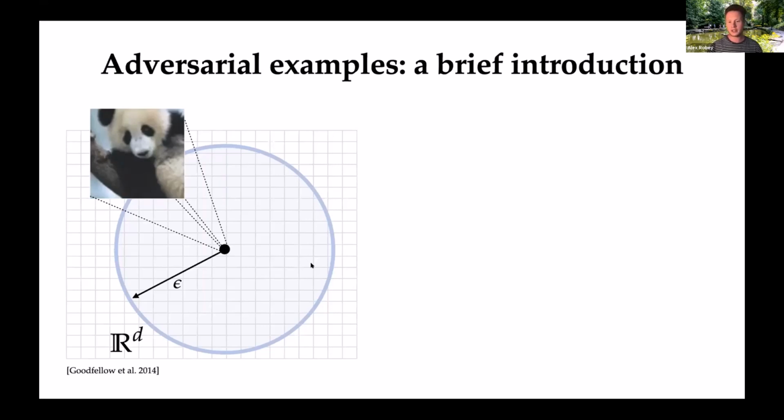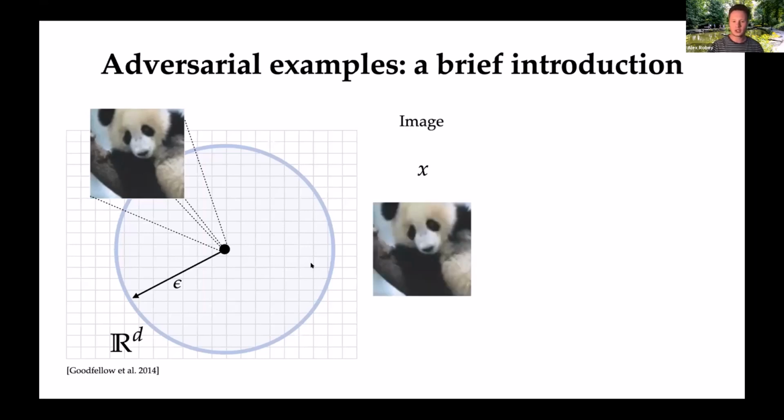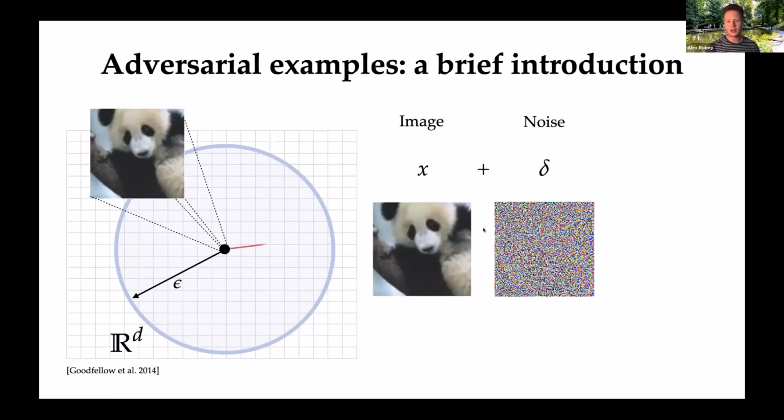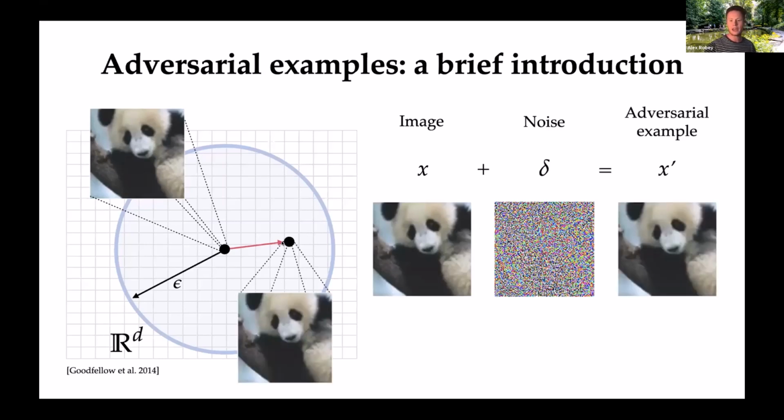And to create an adversarial example, I'm going to do the following. I'm going to take this original image and add some perturbation delta, where delta is just some number that's less than epsilon. And I'm going to create a new image by perturbing my original image x to x plus delta.